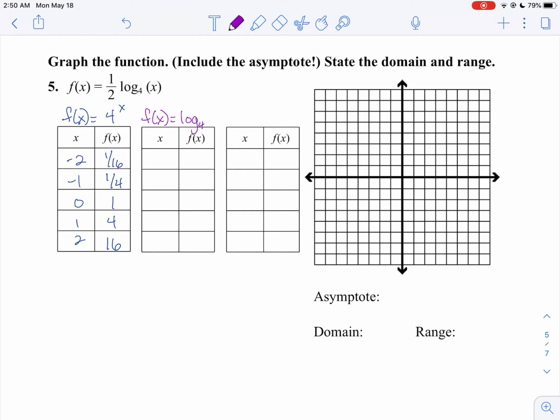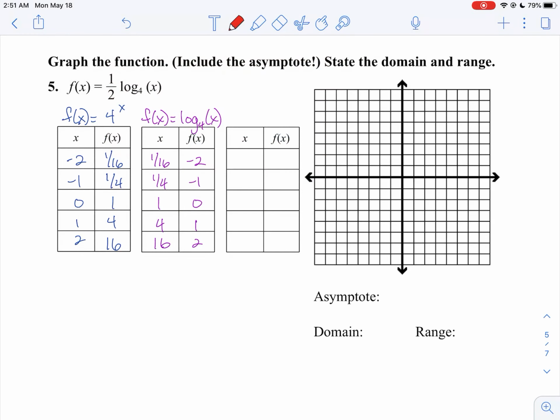Then if we switch it back to its logarithmic equation, f of x equals log base 4 of x without that 1/2 yet, then remember, I can just switch my x's and y's, so my new x's are going to be my former f of x's, so 1/16, 1/4, 1, 4, 16, and my new f of x's are going to be my previous x values, -2, -1, 0, 1, 2.